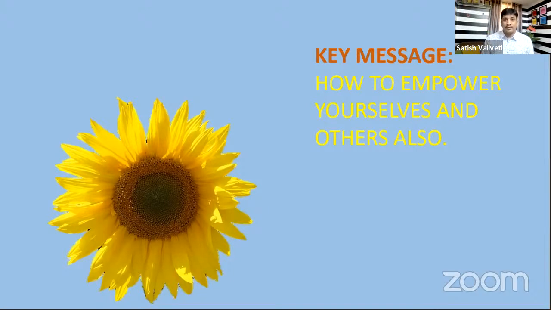But one rule, Tanvi, is if you're using light colored text, the background should be dark. If the background is light, the text color should be dark. For example, "how to empower yourselves and others" used yellow color. This will not be visible from a far distance because the background is light blue. You can see the key message clearly because it's dark color. The same way, "how to empower yourselves and others" should also be dark color.